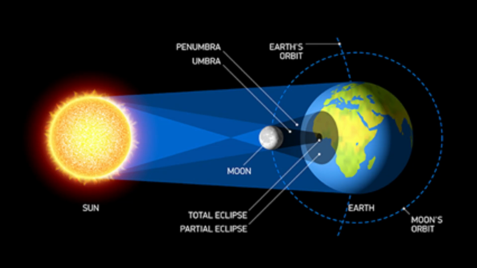The picture shows different eclipses. When we look at the left-hand side of the picture, we can see the sun. In the middle of the picture, we can see the moon, which is on the moon's orbit. On the right of the picture, there is the Earth, which orbits around the sun.